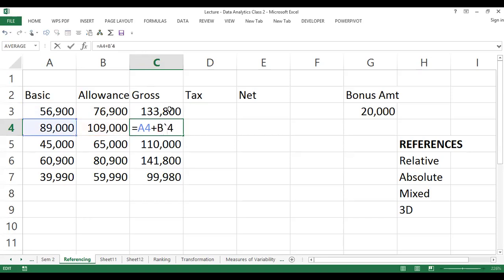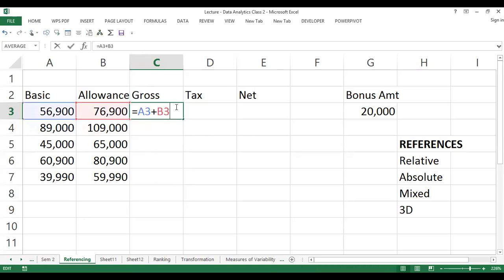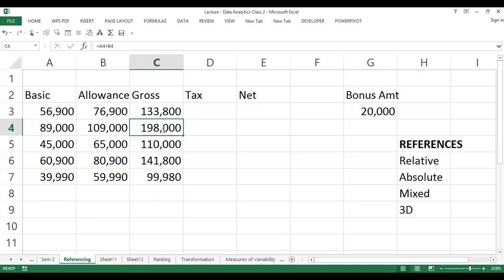Why is it called relative? Because you see, I copied this formula just now. See the formula that was written here. A3, B3. Okay. But when I copy it down, if you come here, it has updated it to A4, B4 on its own. A5, B5. A6, B6 on its own. That's what happens when you use relative referencing.